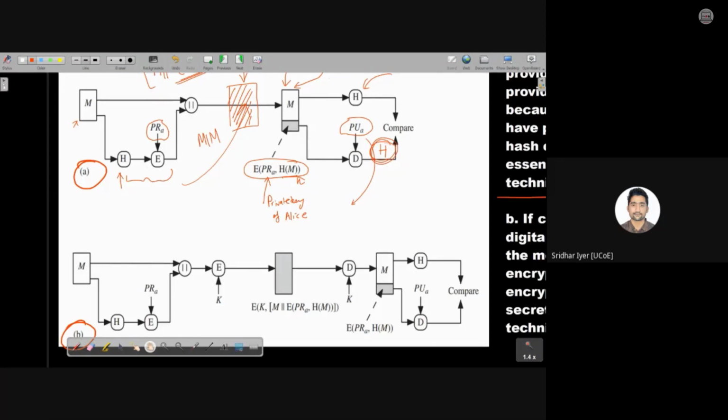Correct, encrypted. So what exactly I'm doing? I'm not only sticking to the digital signatures. I'm not only verifying the authenticity of the user. I'm also providing confidentiality to it. So it ultimately depends on the end users.